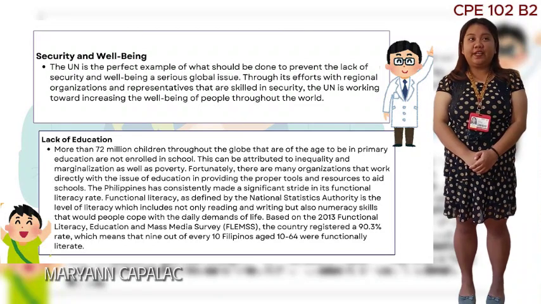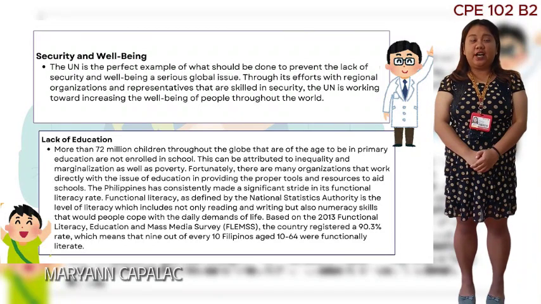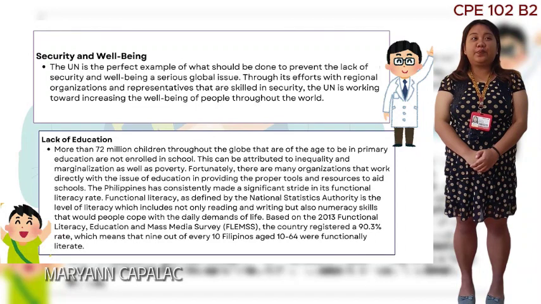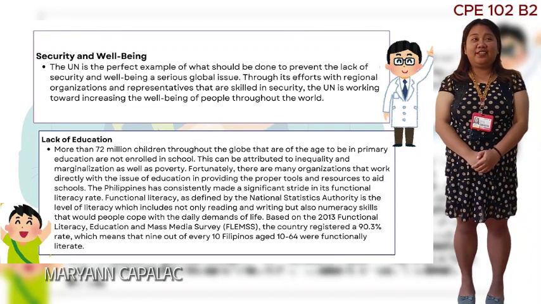Security and well-being. The UN is a perfect example of what should be done to prevent the lack of security and well-being and serious global issues. Through its effort with regional organizations and representatives that are skilled in security, the UN is working toward increasing the well-being of people throughout the world.